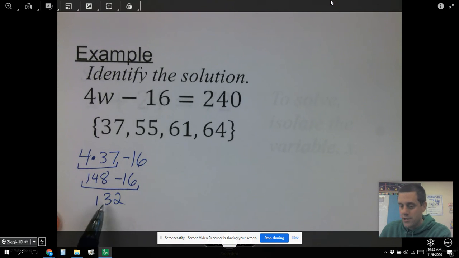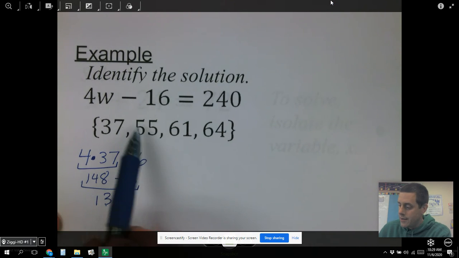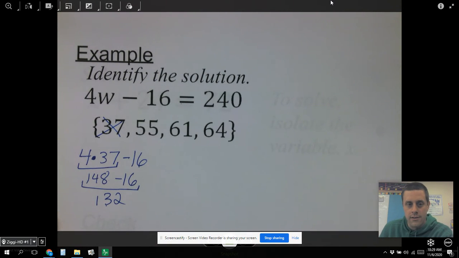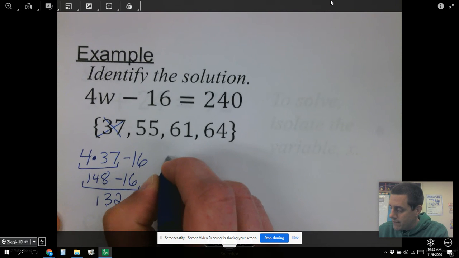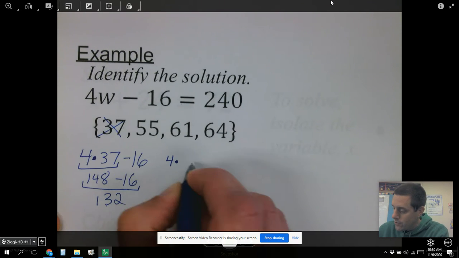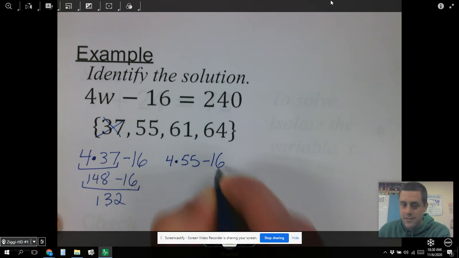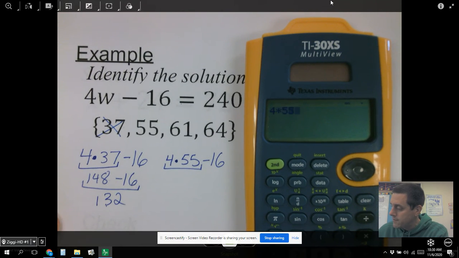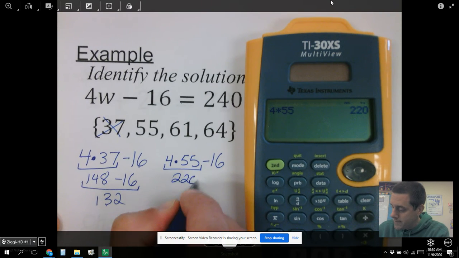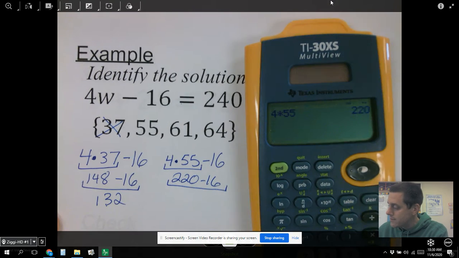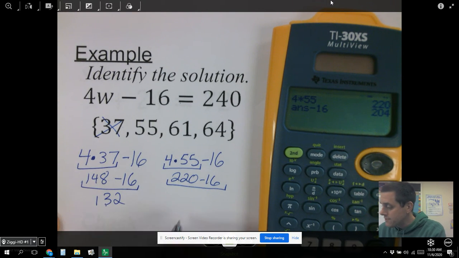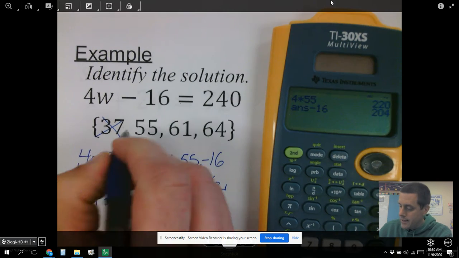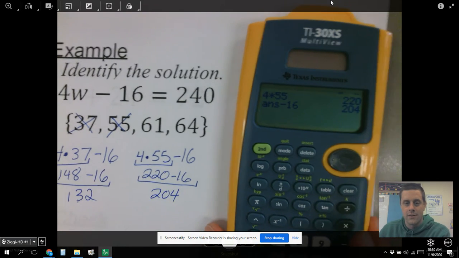Now check your equation. Is it true? Is 132 equal to 240? No, it is not. So I know that 37 is not a solution to this equation. Next, we're testing 55. 4 times, in place of w, we're substituting the 55 minus 16. Follow your order of operations. Multiplication first. 4 times 55 gives us 220. Bring down our minus 16 and perform that subtraction calculation. Gives us a final answer of 204. Is 204 equal to 240? No, it is not. So 55 is not a solution.